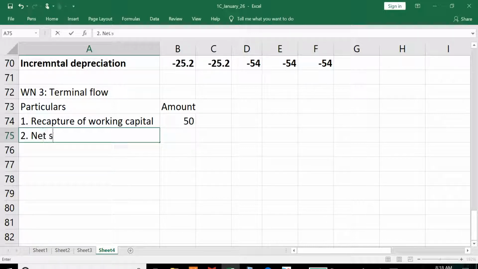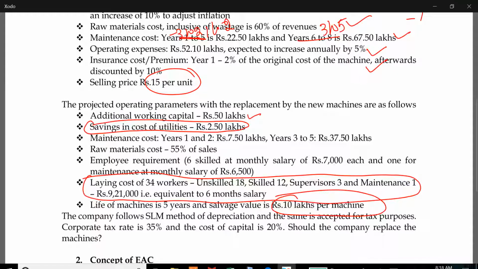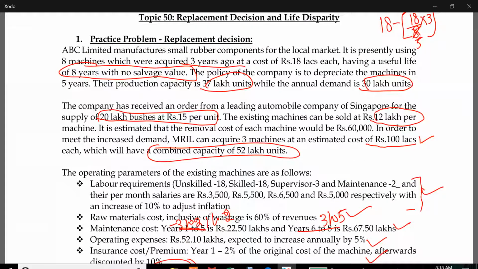Point number 2 is net salvage value. I'm not going to do a separate working note, but in net salvage value also I have to do something called incremental: NSV of old machine, NSV of new machine, and incremental. Like every line item. The old machine will have a salvage value of 0. That's why I'm not doing that calculation. When will a salvage value be 0? The sale value should be 0 and it should be fully depreciated. The old machine is fully depreciated and has no sale value after 8 years.